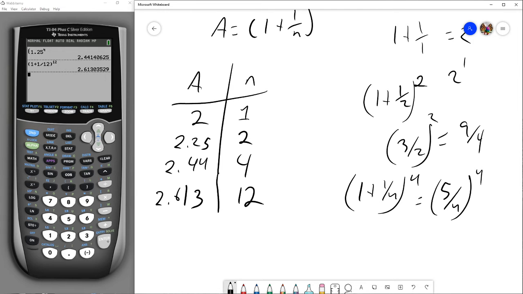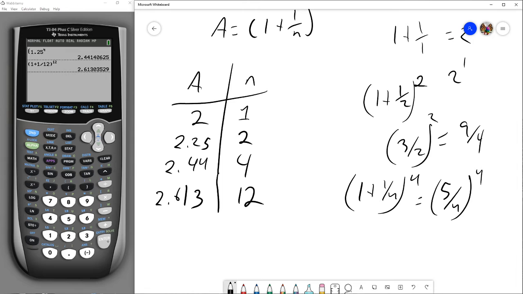We'll just go out another decimal place. Now, we can look at this. From n equaling 1 to 2, we have a gain of 25 cents. But now, from 2 to 4, it's not quite as much. Just 19 cents. And it's still good, but it's still 6 cents less. From 4 to 12, however, we have 17 cents. Maybe it is changing. The amount we're making is slowly less and less.